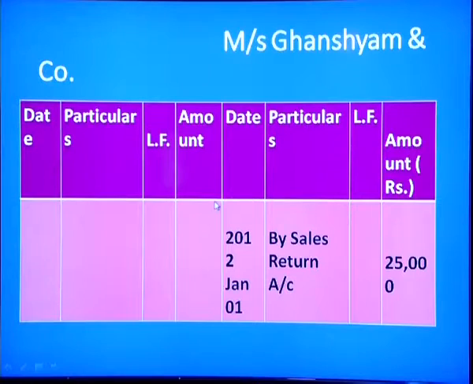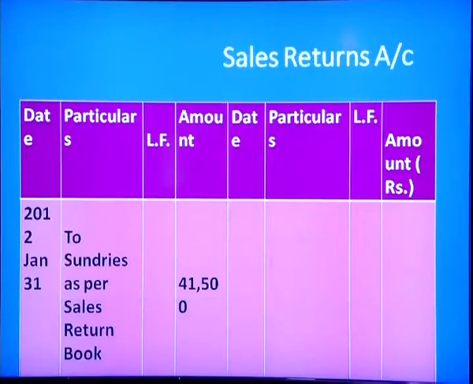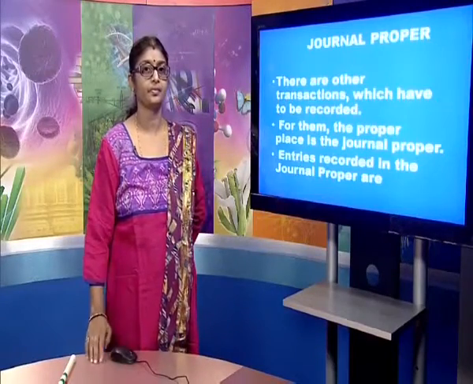Messrs. Ghanshyam and Company, on the credit side, by sales returns account. Narain and Company, on the credit side, by sales returns account. Date and amount in the respective columns. Similarly, in the sales returns account on the debit side, to sundries as per sales returns book. Date and amount in the respective columns.